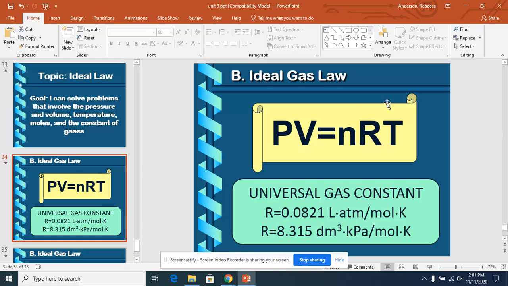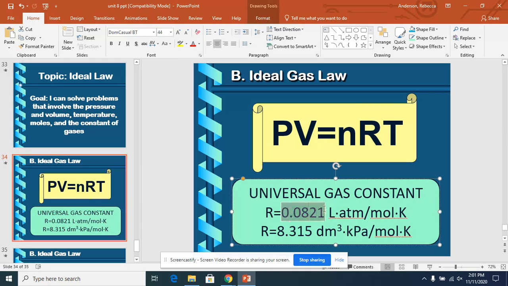R is your universal gas constant, which I talk about right here. Depending on which units you use, we will use this first one, and I always give it to you in the problem as well. And then T is our temperature. Hopefully by now you know temperature has to be in Kelvin. So if it's in Celsius, you add 273, and that puts it in Kelvin.